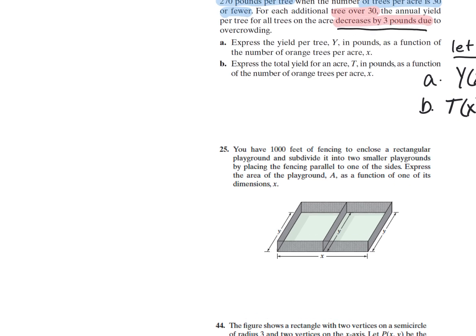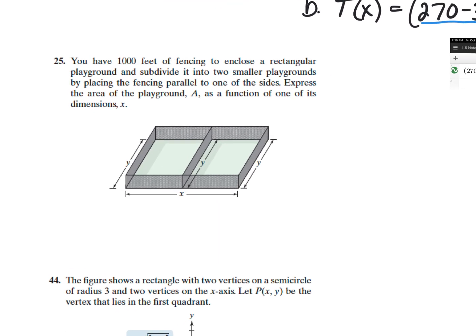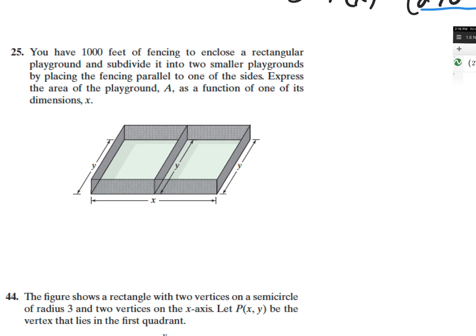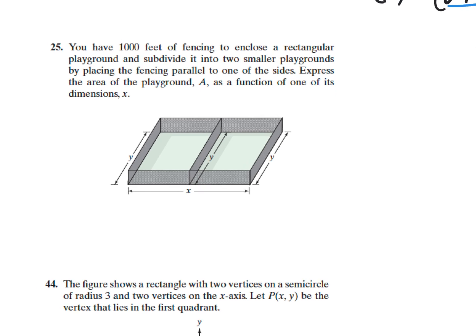Let's look at another type of problem. This is number 25 from our textbook. Here we have a situation. They tell us that we have 1,000 feet of fencing to enclose a rectangular playground, and then we're going to subdivide it into two smaller playgrounds with fencing. So what they want us to do is express the area as a function of one of the dimensions x.